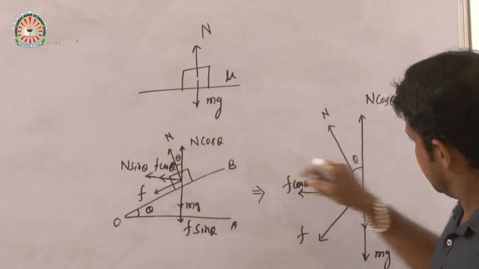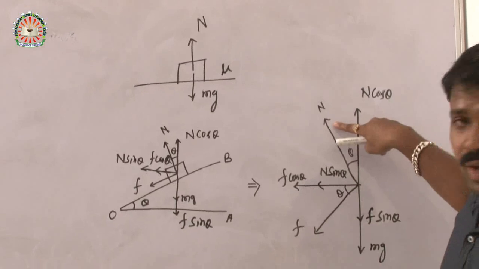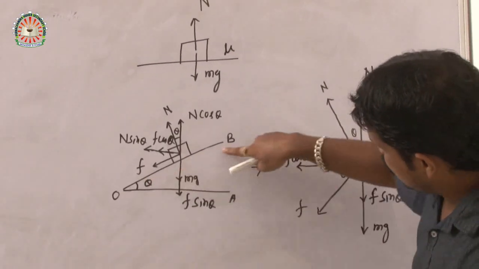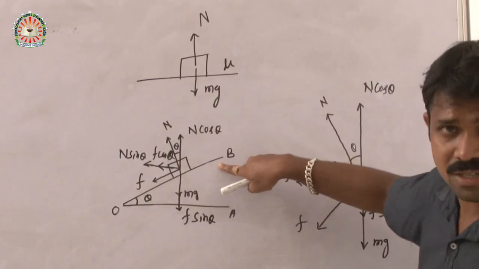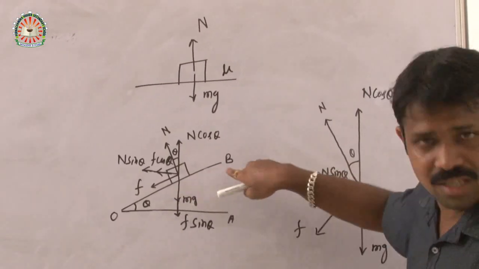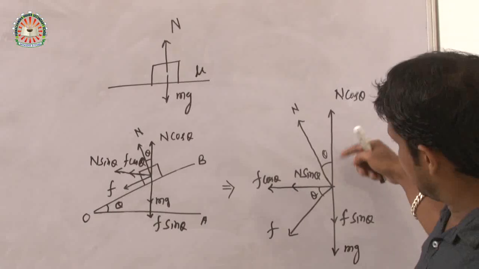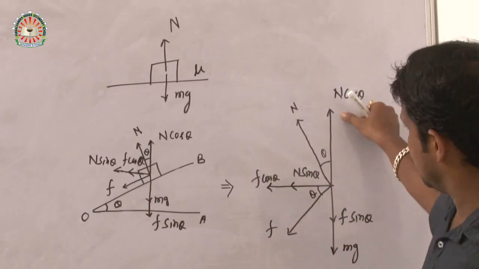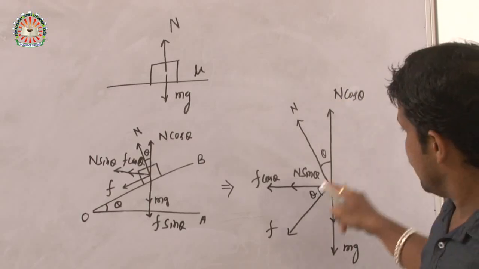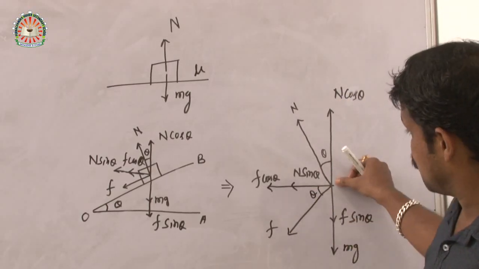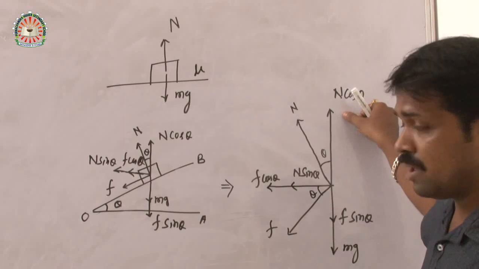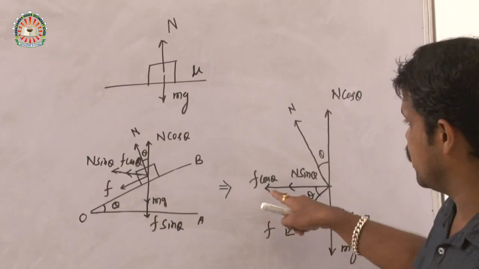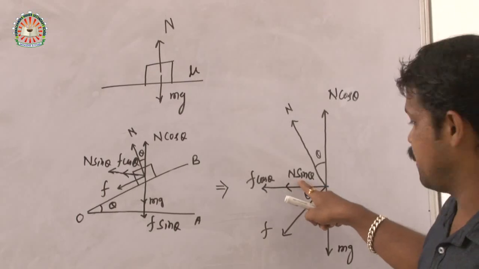So let us look at this. This is my normal reaction. This normal reaction is perpendicular, or normal, to the road surface. OB is the road surface. So now this n is split into two components. One is the vertical component n cos theta, and this is the horizontal component n sin theta.